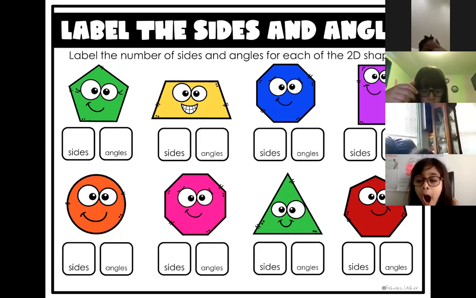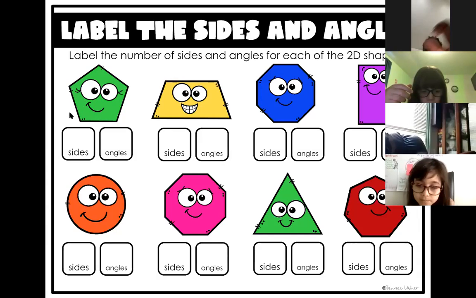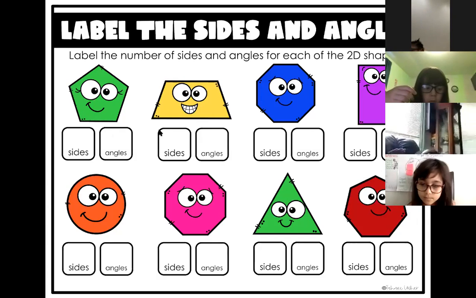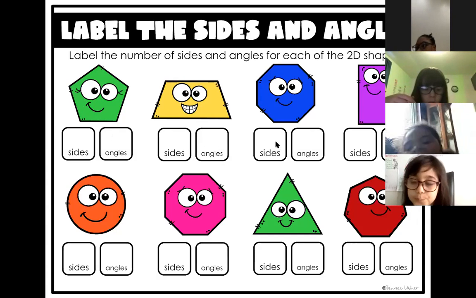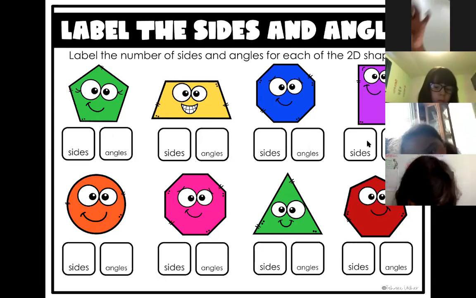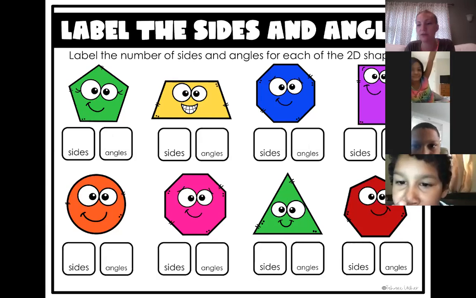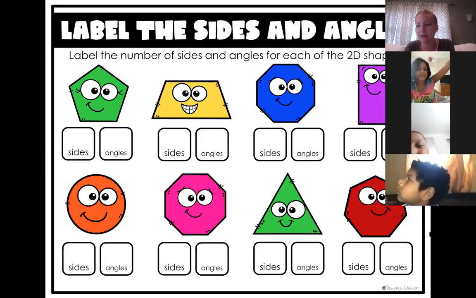What do you guys have, what have you been noticing so far? The pentagon had 5 sides, 5 angles. This had 4 sides, 4 angles. 8 sides, 8 angles. 4 sides, 4 angles. 0 sides, 0 angles. What are you guys noticing? Do you see some kind of pattern?